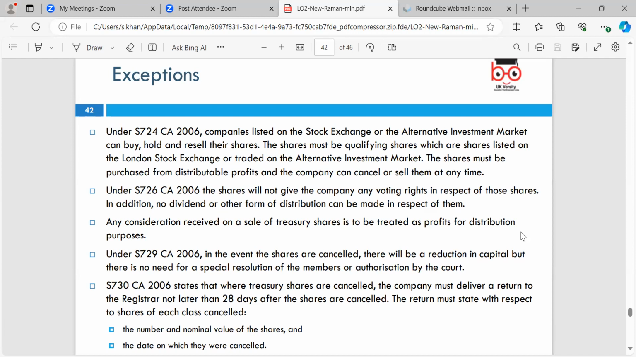Totally. Yeah. So some of the exemptions under Section 724 of the Companies Act: companies listed on the stock exchange or the alternative investment market can buy, hold and resell their shares. The shares must be qualifying shares, which are shares listed on the London Stock Exchange or traded on the alternative investment market. Under Section 726 of the Companies Act, the shares will not give the company any voting rights in respect of their shares, and any consideration received on the sale of treasury shares is to be treated as profits for distribution.